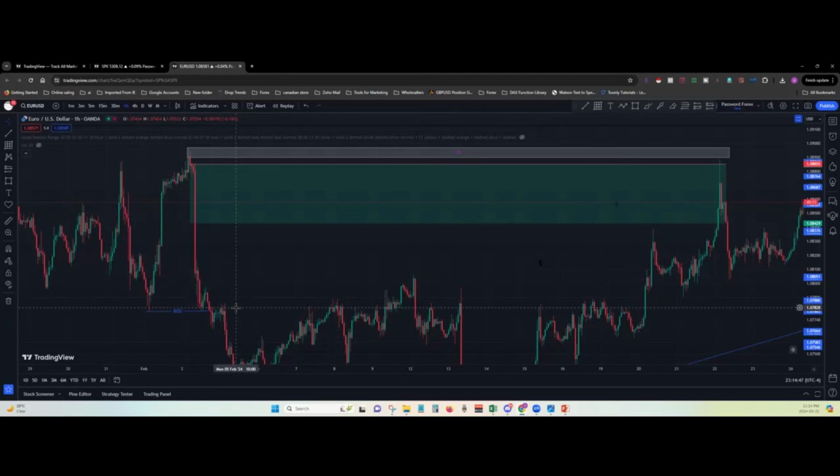Okay, traders, hope this was insightful. Thank you very much. Just make sure you mark your chart for the order block. Make sure you mark a valid order block and understand the rationale behind it.